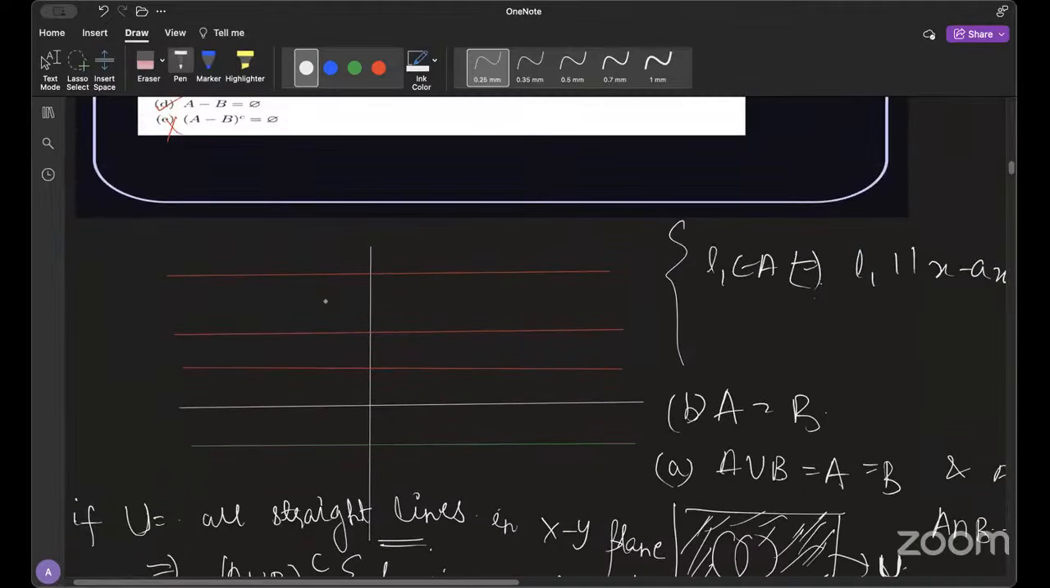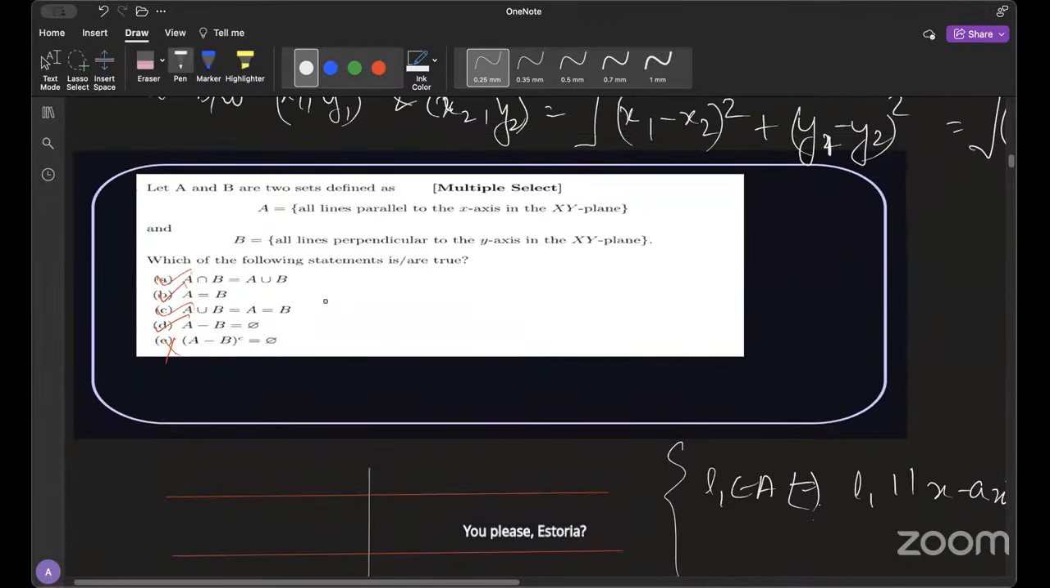Could you please explain that? Yeah. In option D, A minus B is equal to the empty set, isn't it? But we know that A is equal to B. That means if we subtract all the elements of B from A, we get nothing, because A and B are both equal. So this option is correct.